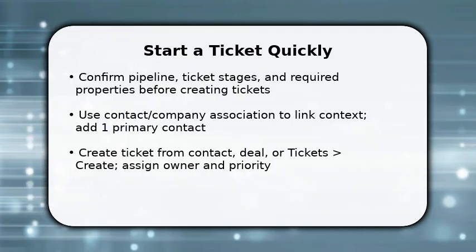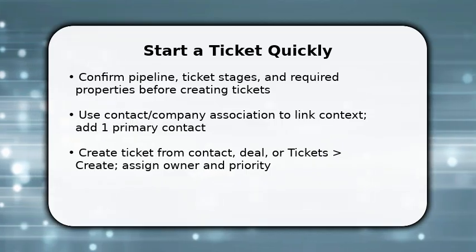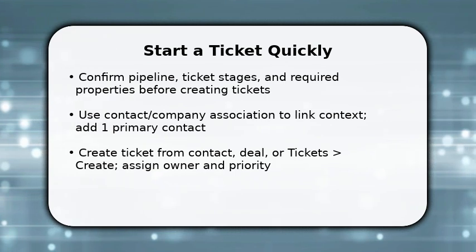Make sure required properties are populated so automation triggers. This first step speeds response time and prevents missing data later. You'll build on these associations in the next stage.